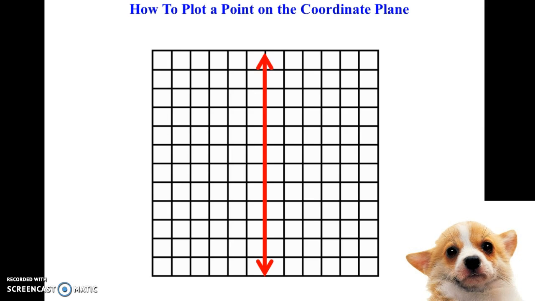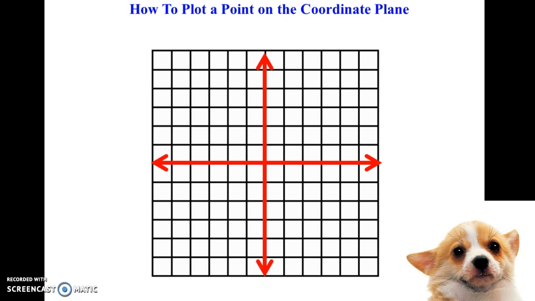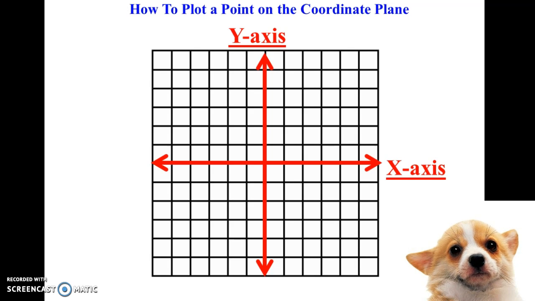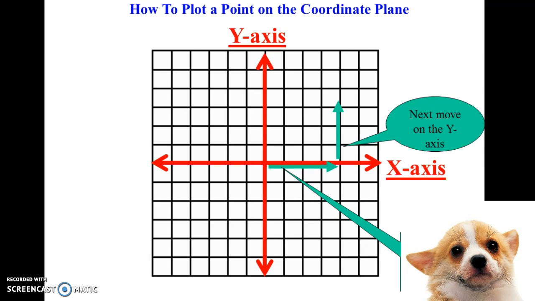Okay, so let's graph a point on the coordinate plane. Say I wanted to graph the point (4, 4). I'm going to start at my origin. This is my x-axis, and I have my y-axis. X is always horizontal, y is always vertical. I'm going to go over to the right 4 spaces, and I'm going to go up 4 spaces to graph the point (4, 4).